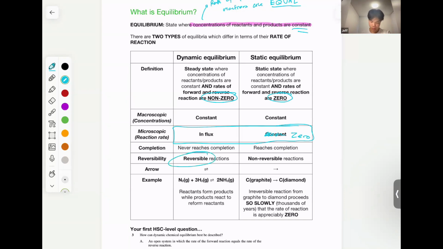Dynamic equilibria therefore has to be reversible. Static equilibria typically forms from non-reversible reactions. They have the corresponding arrows that you see here, and an example is given at the bottom.